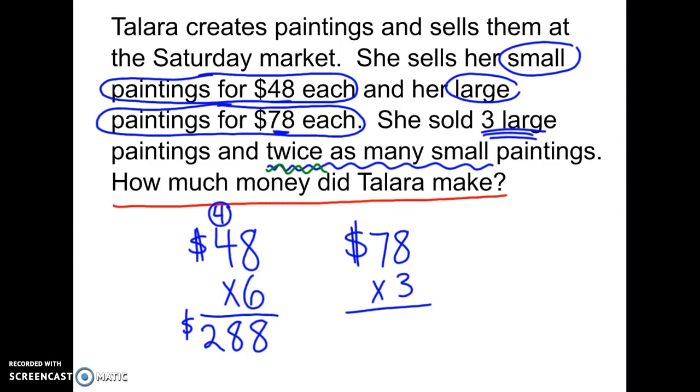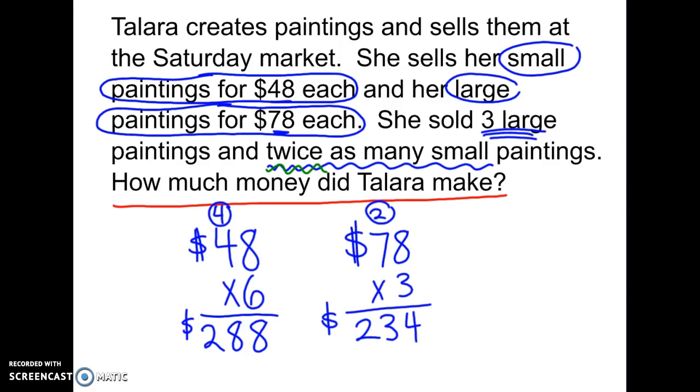Then, over here to the large paintings, there are 3 of those that she sold. So, standard algorithm again. I'm going to do 3 times 8 is 24, carry the 2. And 3 times 7 is going to be 21, plus the 2 is going to be 23. So she makes $234 just in those 3 large paintings that she sold.